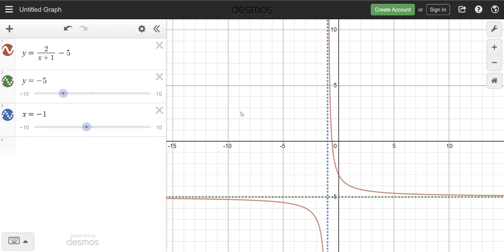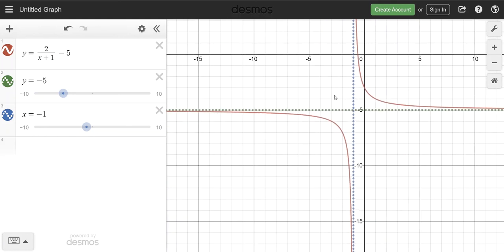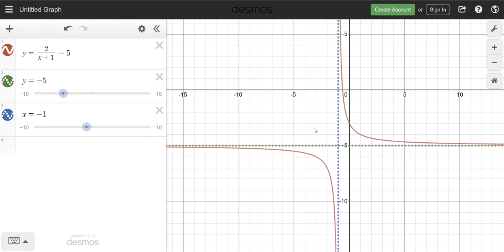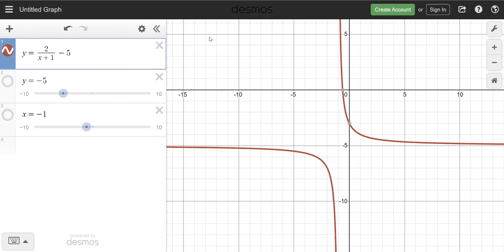I need to find my cursor. Oh, here we go. Okay, so here's our first one. Okay, let's turn off these guys right now. So here's our function, y equals 2 over x plus 1 minus 5.